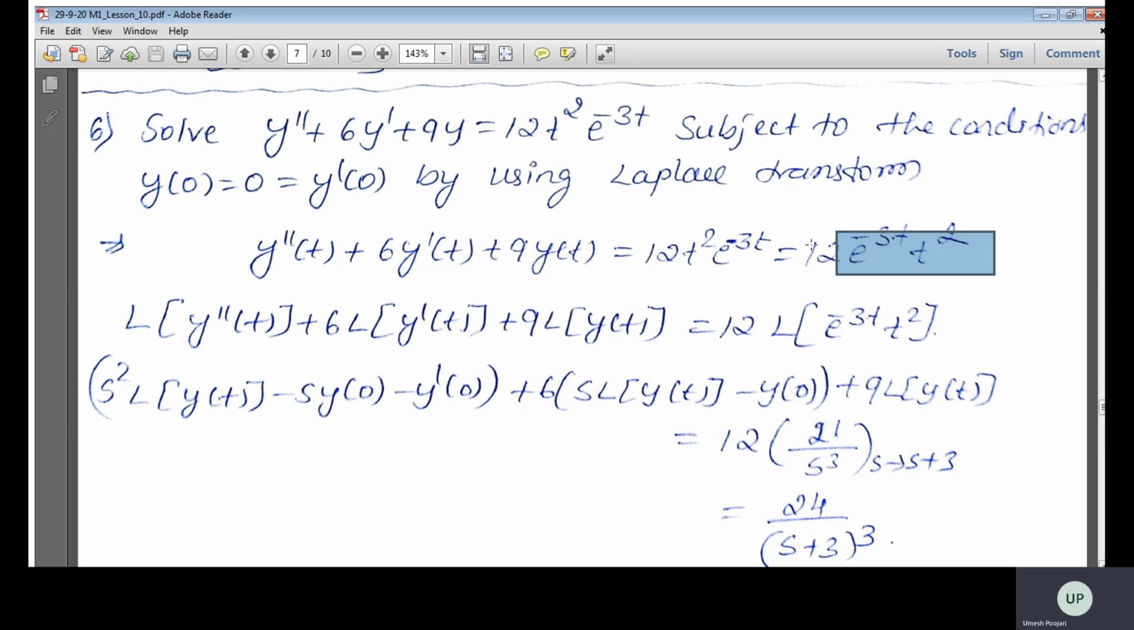Then taking L on both sides, L of y double dash of t plus 6 into L of y dash of t plus 9 into L of y of t equal to 12 into L of e raised to minus 3t into t square.